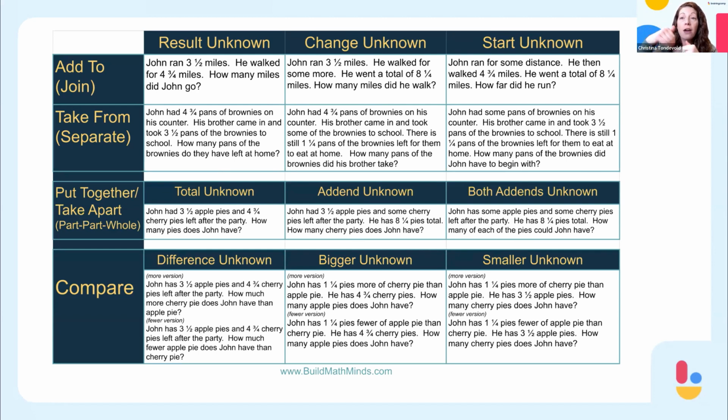So the one where John ran 3.5 miles, he walked for 4 3/4 miles. How many miles did John go? That is where you're joining amounts together, but the end result is unknown. And then if you go over to the middle one in that top row, it's the same context. We're still joining the amount he ran and the amount he walked, but it's a change unknown because something happened in the middle of the problem that we don't know.